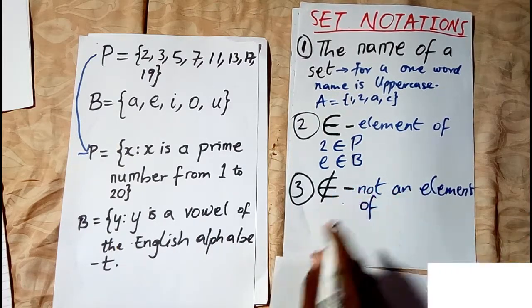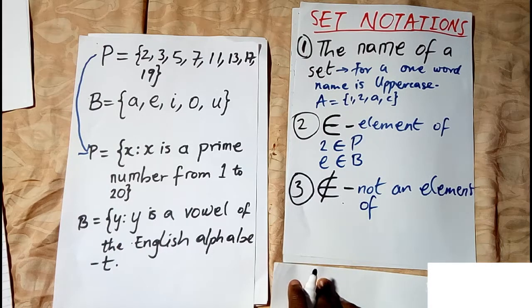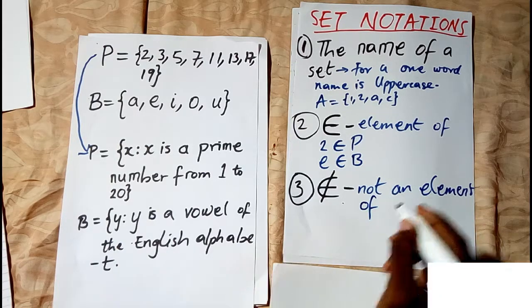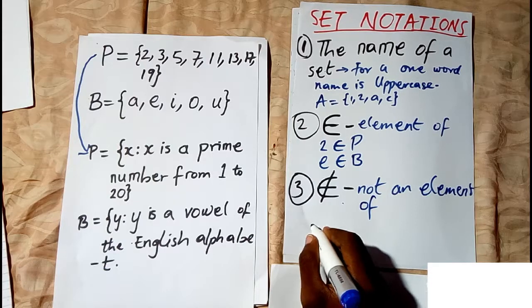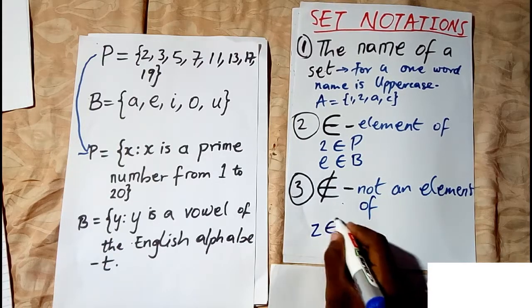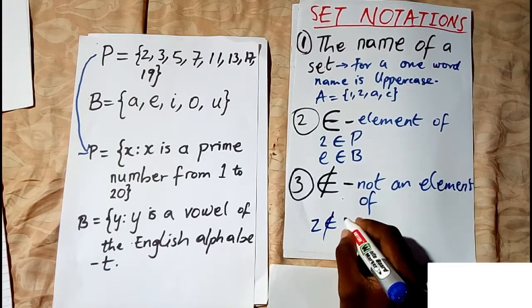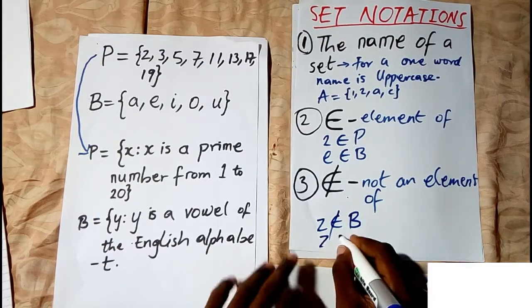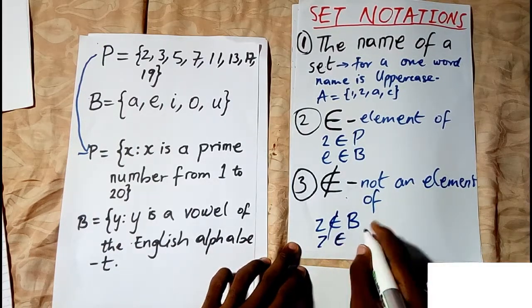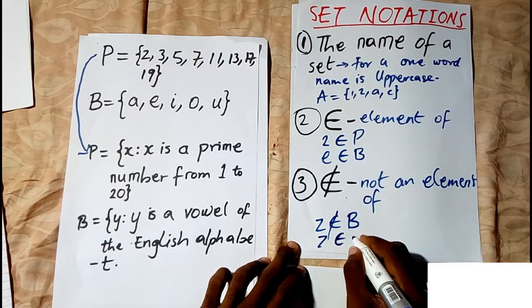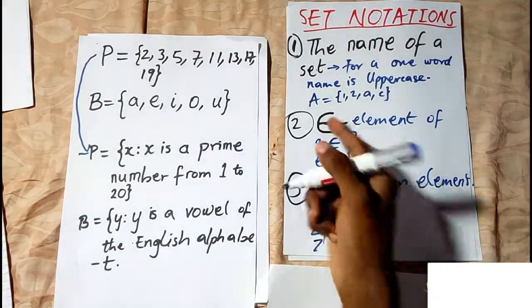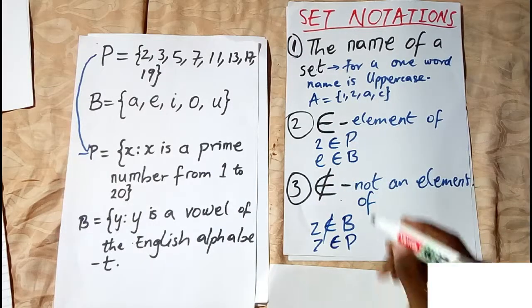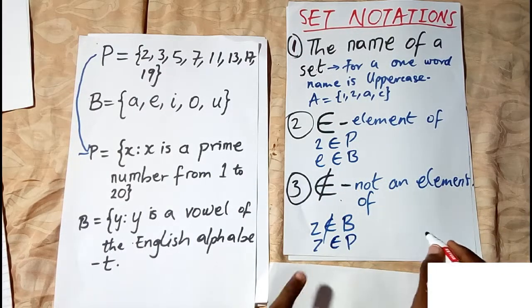So this symbol now is read as "not an element of." Okay, now we have Z, not an element of B. And Z is also not an element of B.